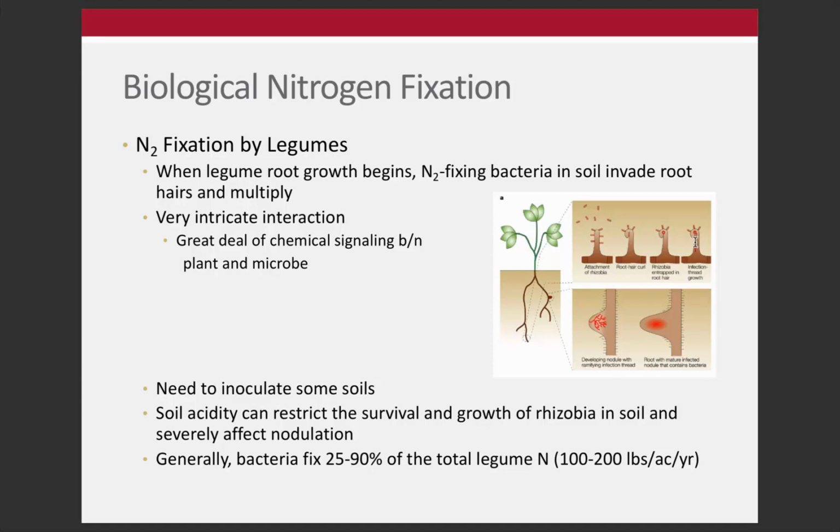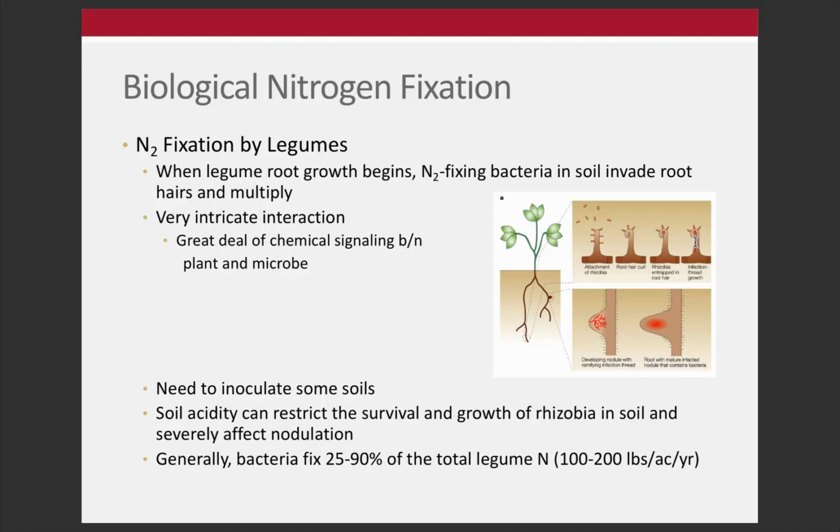Legumes typically need rhizobia to exist, and if you've got a failure of a legume stand, often it might get chalked up to the seed not being inoculated or the soil not being inoculated with the right rhizobia strains. Soil acidity can severely restrict the survival of rhizobia, so again, this idea of pH is a very important component of having healthy and actively nitrogen-fixing rhizobia in legume nodules. And bacteria can fix a lot of the plant's need for nitrogen. So 25 to 90% of the total need.